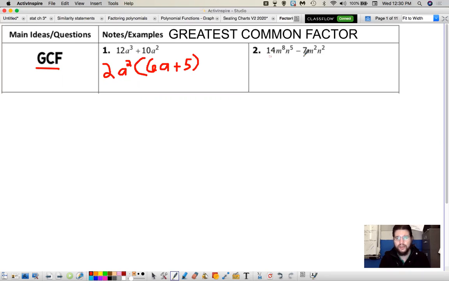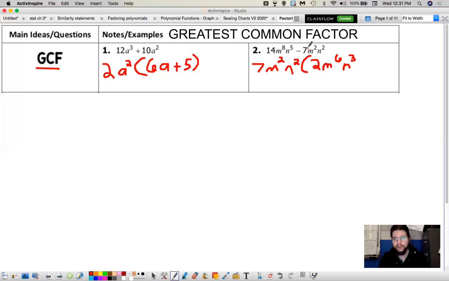Next, 14 and 7. They both have a 7 in common. How many m's do we have? Well, this one has 8 and that one has 2, so that's a total of 2 in common. This one has 5 n's, this one has 2 n's. They've got 2 n's in common. 14 divided by 7, that's 2. M to the 8th divided by m squared, m to the 6th. Remember, we're subtracting when we divide. We subtract the exponents when we divide, same base. N to the 5th divided by n squared is n cubed.